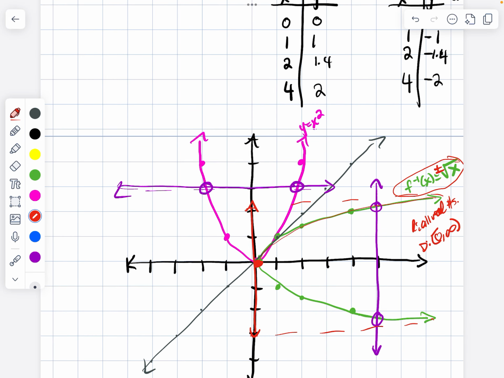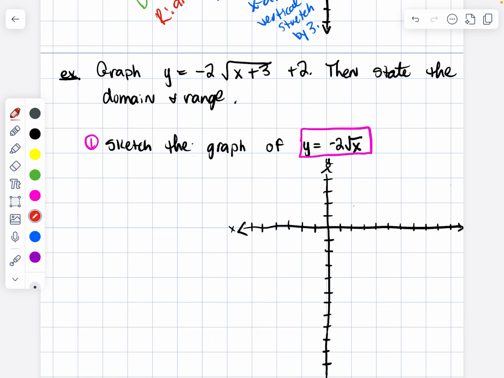So back to this one. This is the last example, and then we're done. Okay, so let's say in this final example that we're asked to graph y equals -2 times the square root of x plus 3 plus 2. Then state the domain and range. All right, so what we're going to do is sketch the graph of y equals -2 times the square root of x, right? And so let's talk about what that would look like.